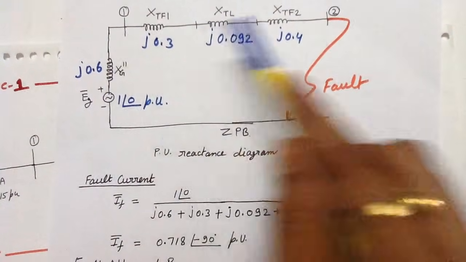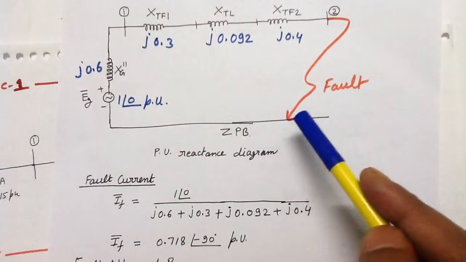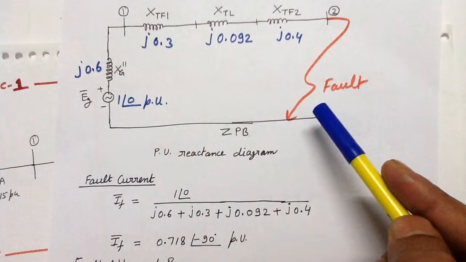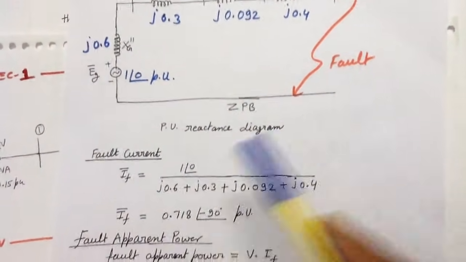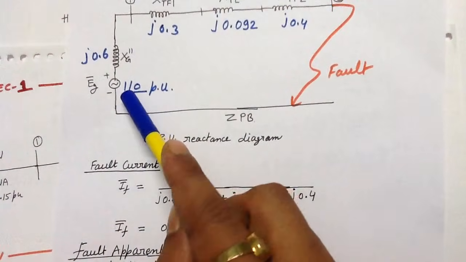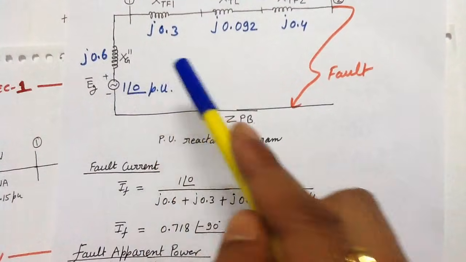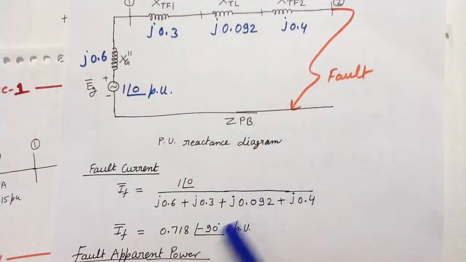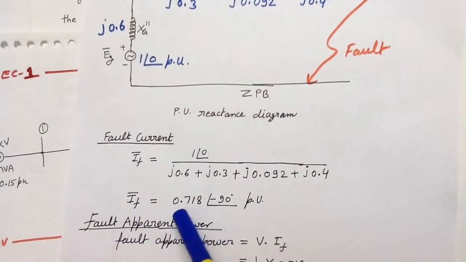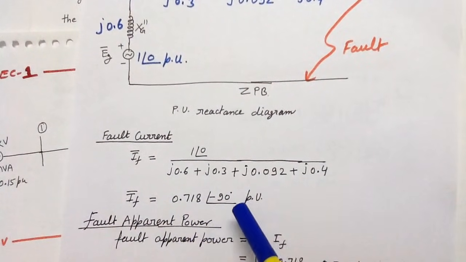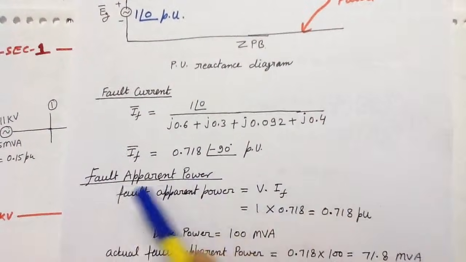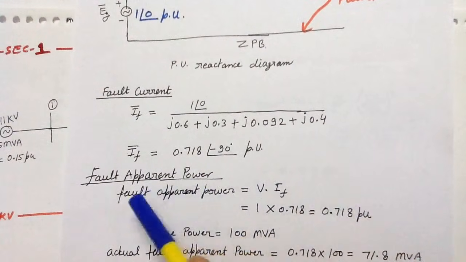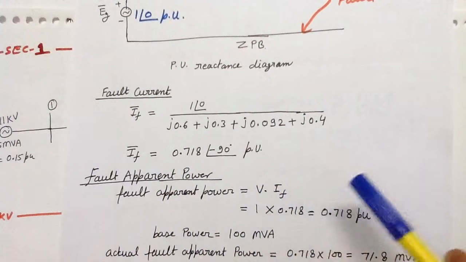Now see this diagram, and easily you can calculate the fault current by using the network analysis. The fault current will be 1∠0 divided by the sum of all the reactances, and the fault current will be 0.718∠-90° per unit. Now we are going to find out the fault apparent power. The fault apparent power will be V into IF.